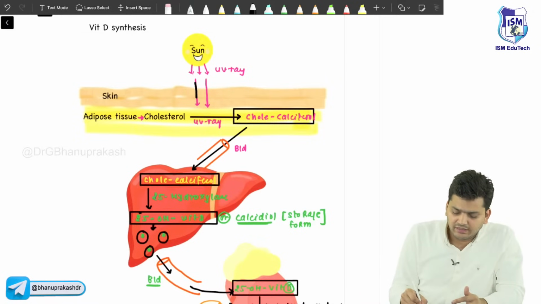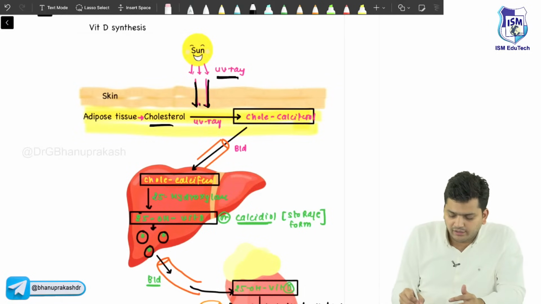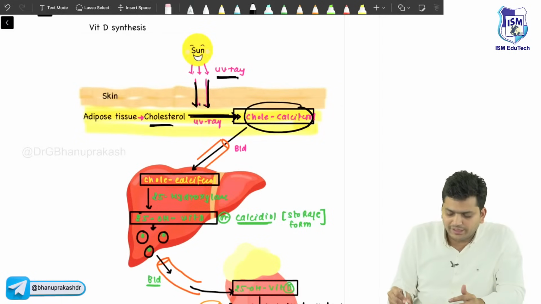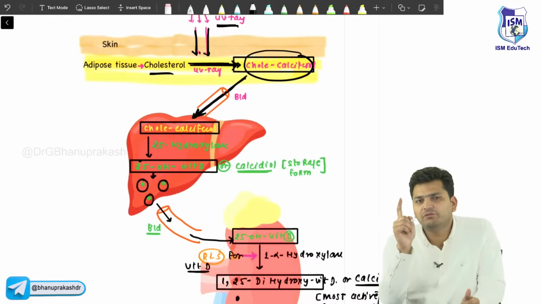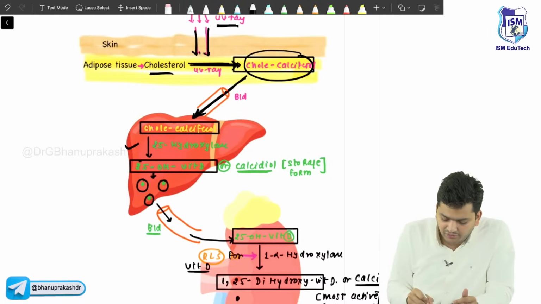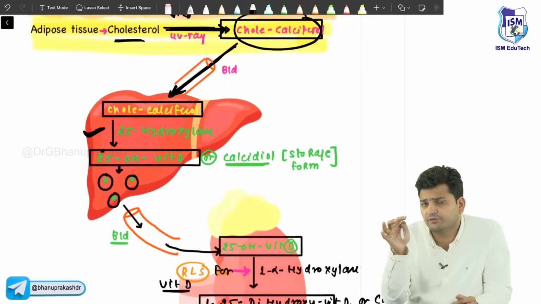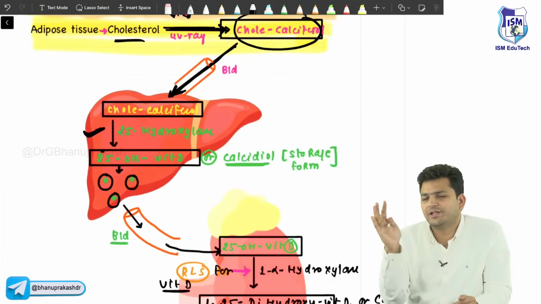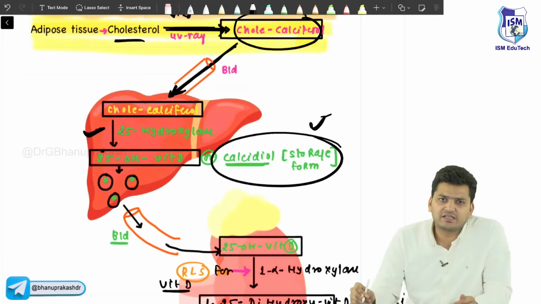When you are sitting in the sunlight, the UV rays will fall on your skin. It will go to the adipose tissue. We have the cholesterol there. This cholesterol, with the help of UV rays, will convert into cholecalciferol. This cholecalciferol will go to the liver, and in the liver we have one enzyme called 25-hydroxylase. The 25-hydroxylase will convert the cholecalciferol into 25-hydroxy vitamin D. This is the storage form of vitamin D, which is also called calcidiol.